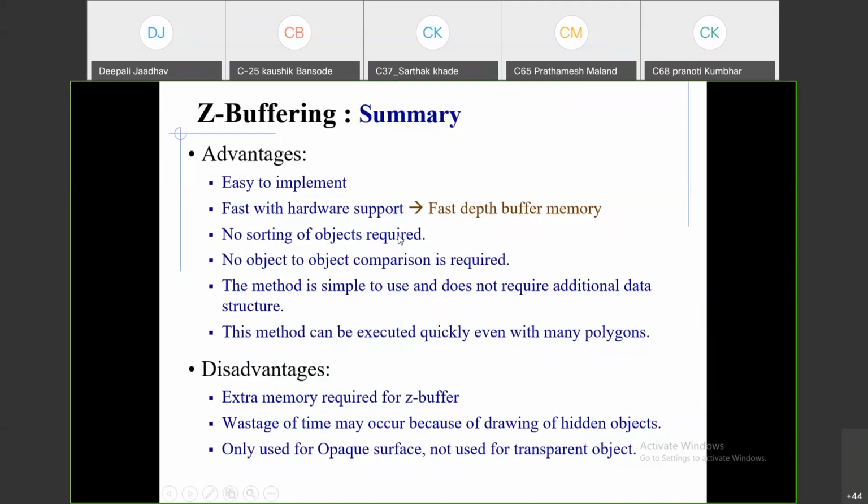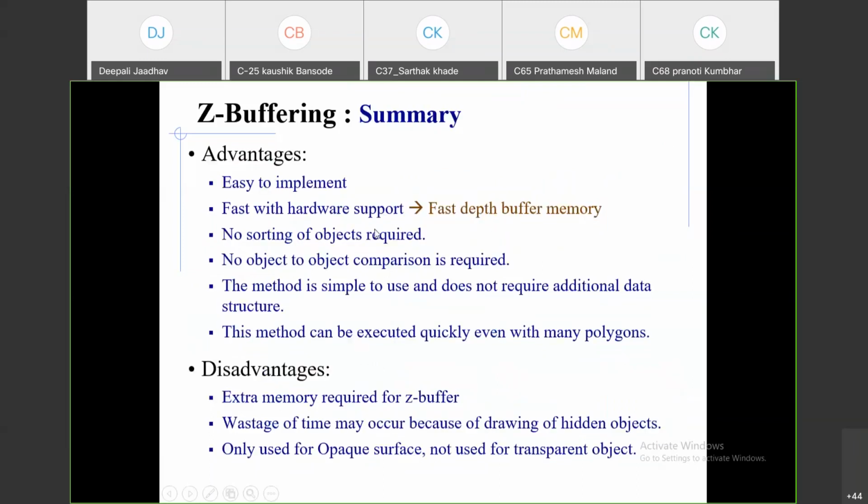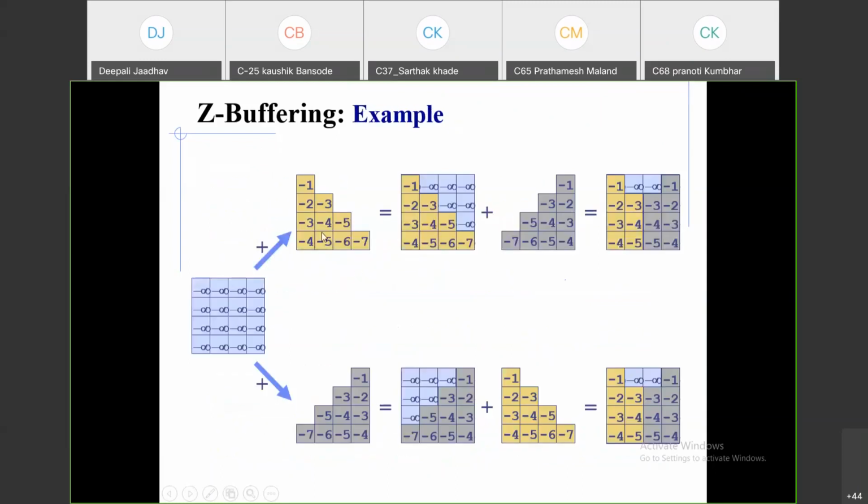No sorting of objects is required. In any way, if you see here, first surface and then second surface is used. Here second and then first, even if the result is the same. So it is not required to sort the objects. No object to object comparison is required. Direct object to object comparison is not there.